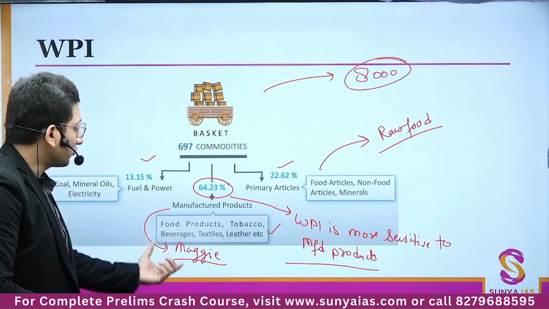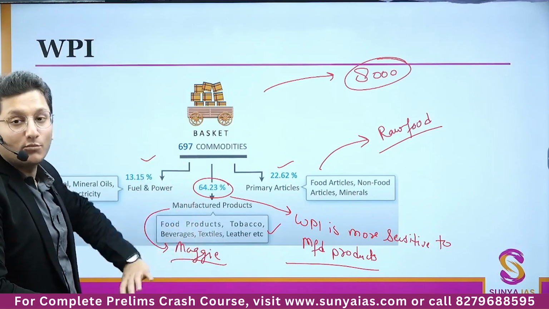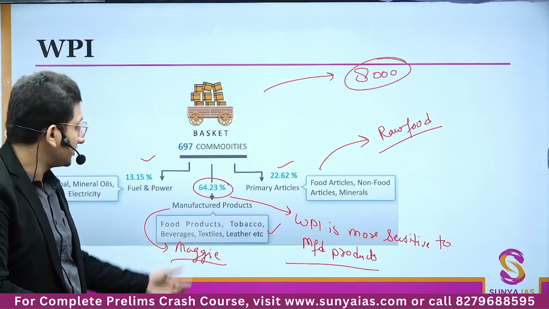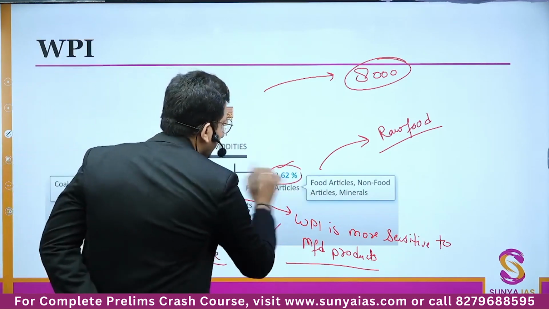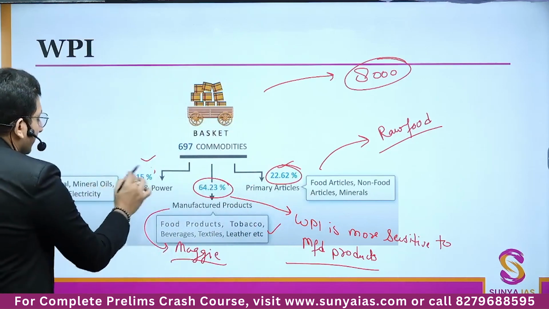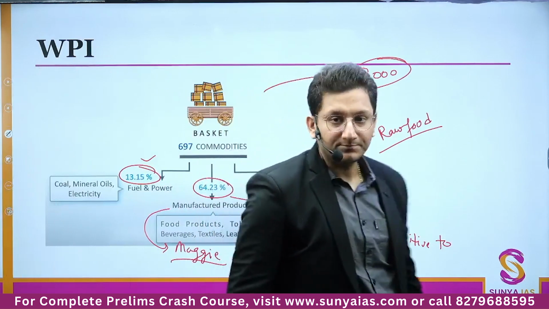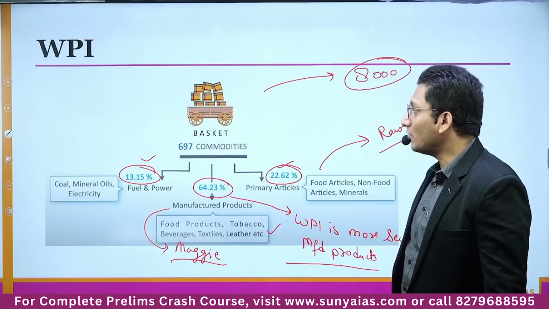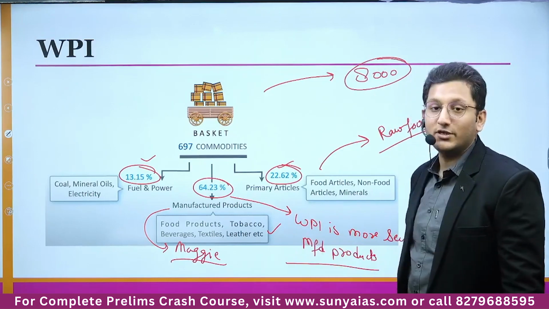क्योंकि यहाँ पर अगर थोड़ी सी भी प्राइस ऊपर नीचे होती है तो WPI की प्राइस बहुत ज्यादा डिफर कर जाएगी. Because it has the highest weightage. Right? The second highest weightage has been given to the primary articles and third one is the fuel, minerals and electricity. Getting? So this is how the price sensitivity of the WPI is being judged.